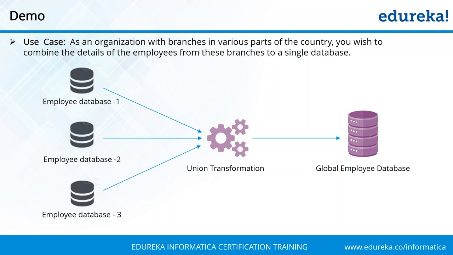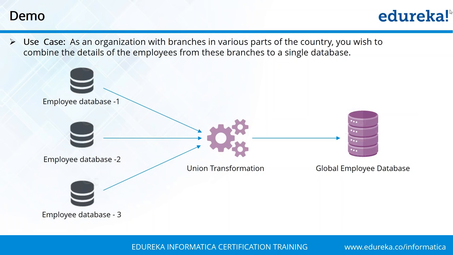So what we need to do is establish a global employee database. To do this, we're going to be using the union transformation. We'll be taking the details of the employees from 3 different sites, and we'll use the union transformation to join these details. Let me show you how it's done.